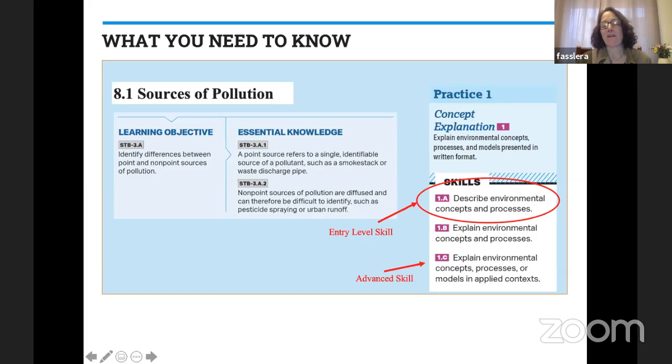And then again, that more advanced skill, kind of apply that to explaining a model in this case. So point, a single identifiable source. Non-point sources of pollution, my knowledge statement here uses the word diffused. That means kind of diluted, dispersed in low concentration across an area. And it's because of that that they're harder to control, because I don't see exactly that pipe where that pollutant is coming from.